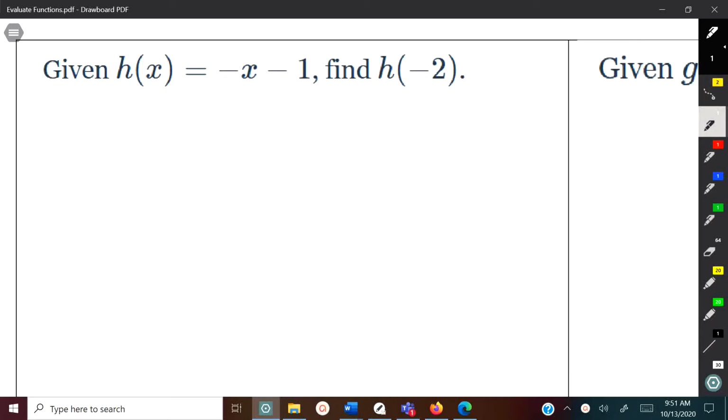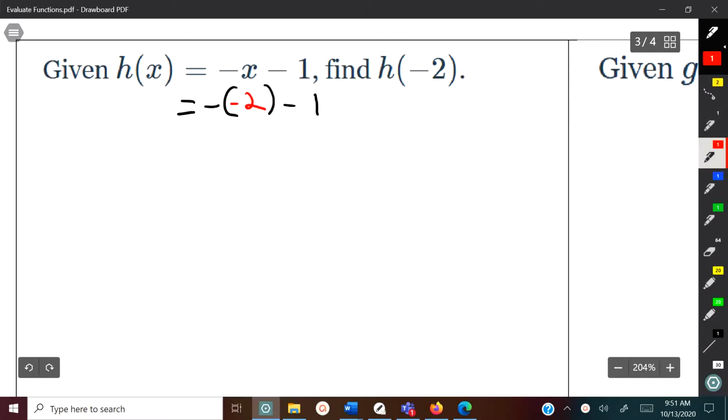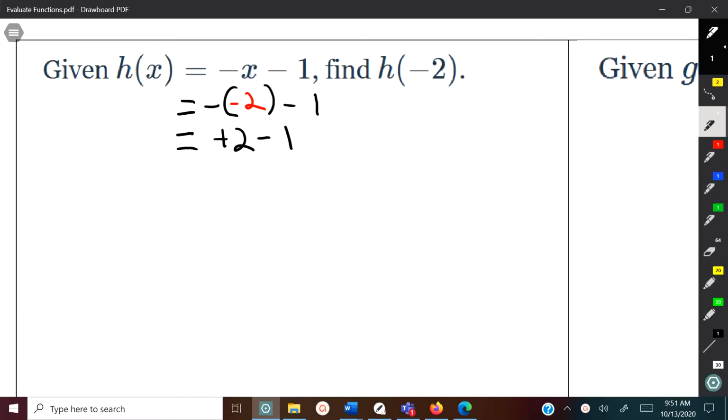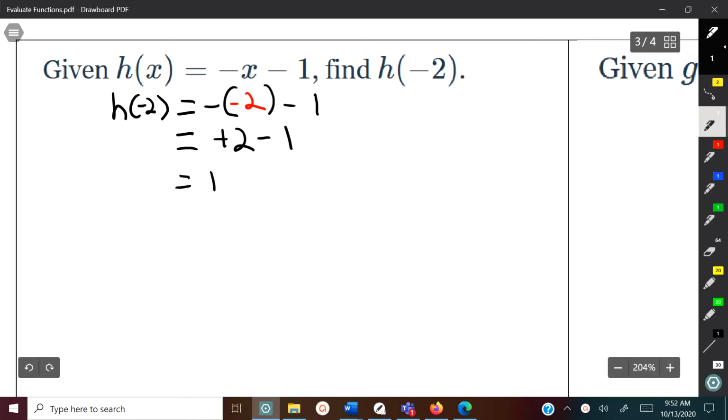So I've got h of x is equal to negative, I'm going to plug in my -2 minus 1. So I plug in the -2 here. So then I just solve it. This negative times a negative is going to be a positive. So I got positive 2 minus 1. Different signs, find the difference. 2 minus 1 is 1. So h of x, when you plug in -2, and this is what I want to write right here, h of negative 2. So h of x, when you have h of negative 2 here, is 1.